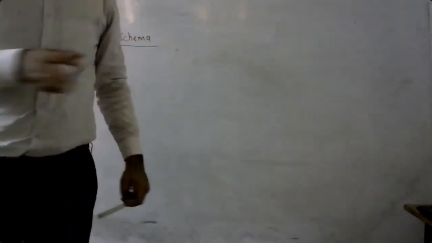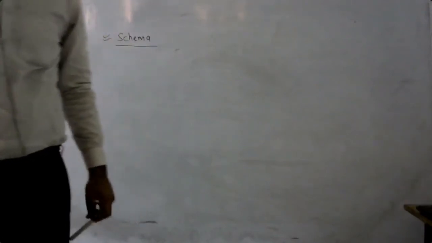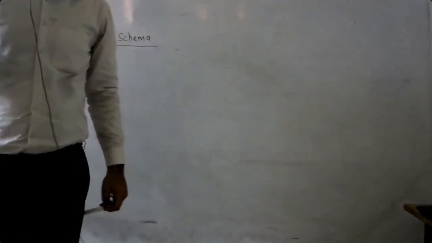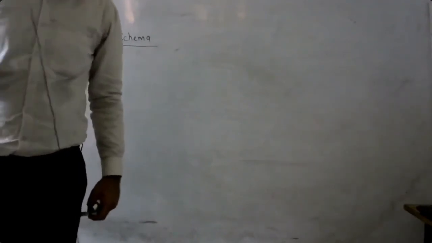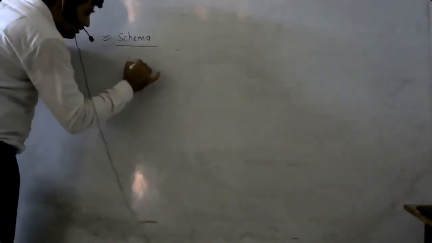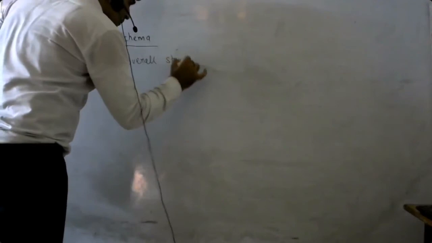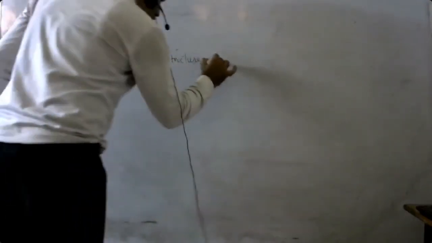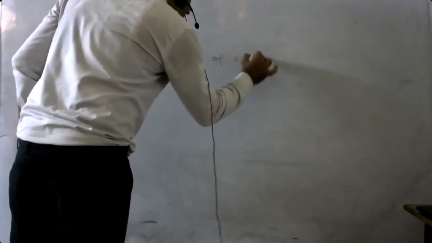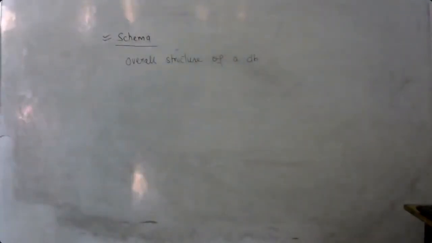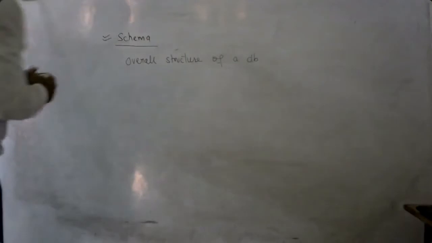Schema means the overall structure of a database, meaning how many tables are there, how many views are there, how many indexes are there, and how those relations, meaning tables, views and indexes, are related to each other. What I'm saying, you try to understand what is schema. The overall structure of a database is known as the schema.